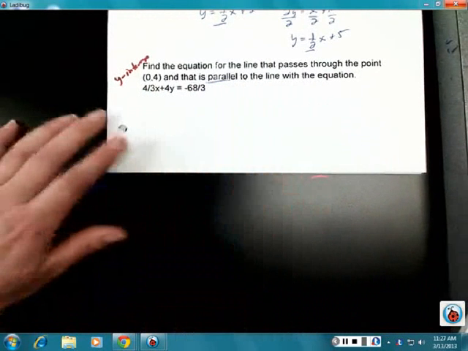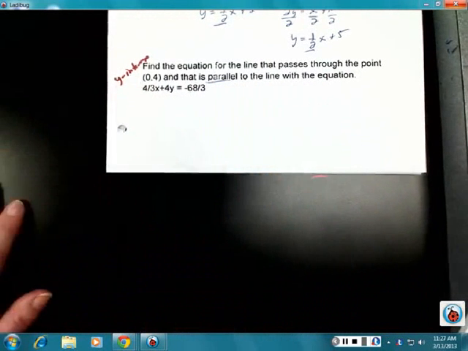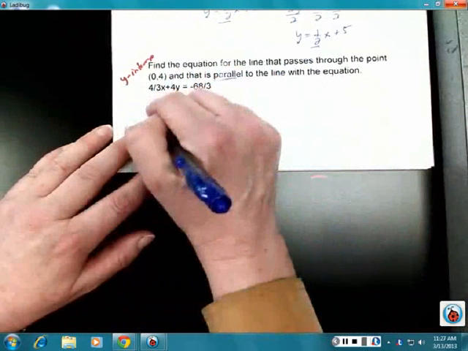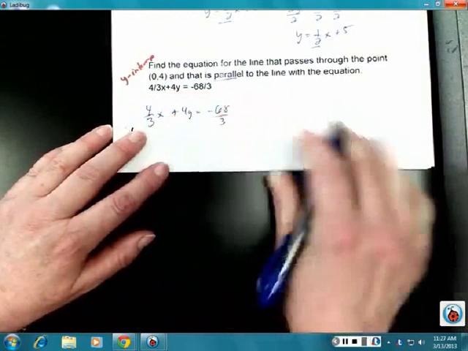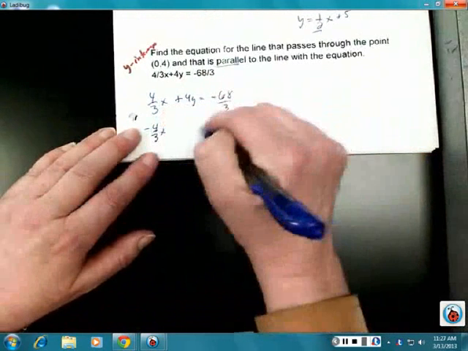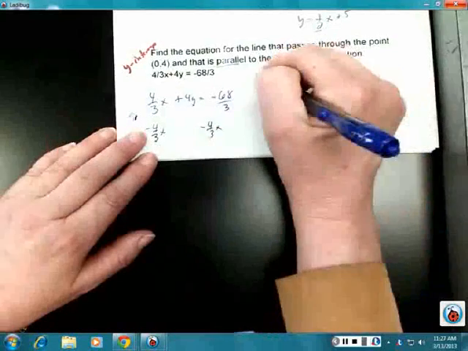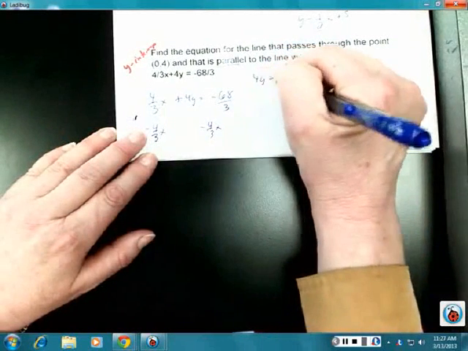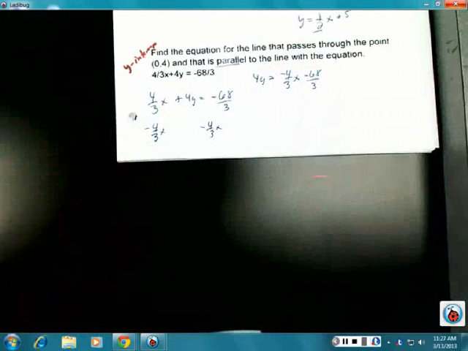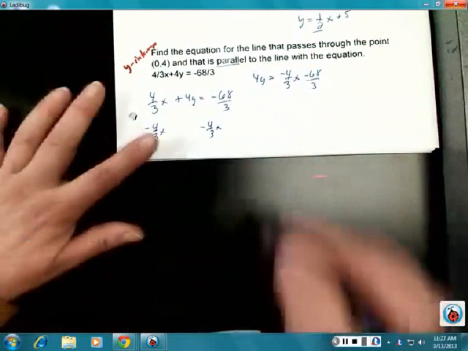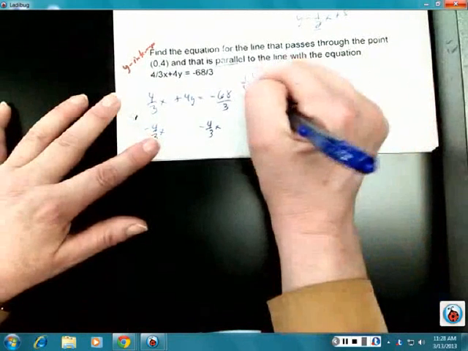So wait, all you have to do is solve that to get the slope, and then you have... Then I got my intercept, and all I need to do is put it back in the equation. Yep. Looks worse than it is. 4/3 x plus 4y equals negative 68 thirds minus 4/3 x. So that leaves me with 4y is equal to negative 4/3 x minus 68 over 3. What do I got to do now? How do I get y by itself? Divide everybody by 4 or times everybody by 1/4. Same thing.